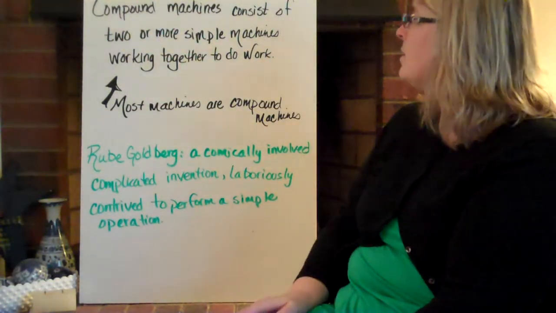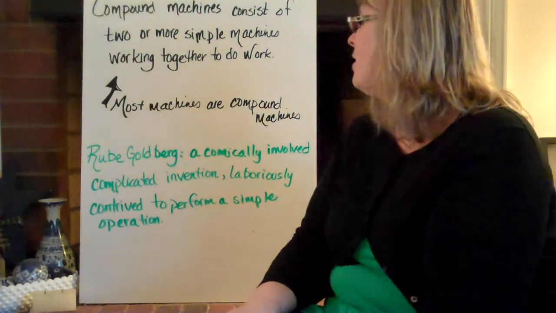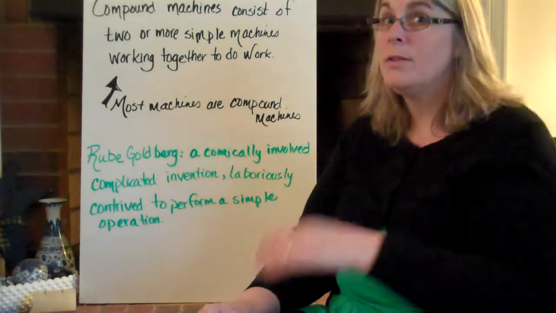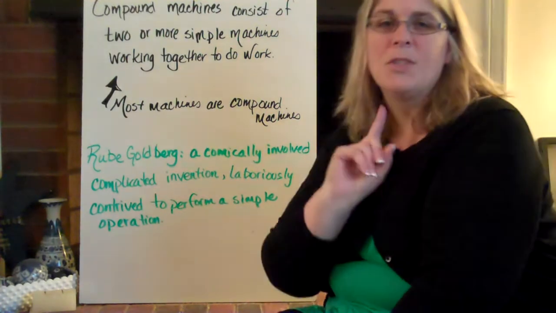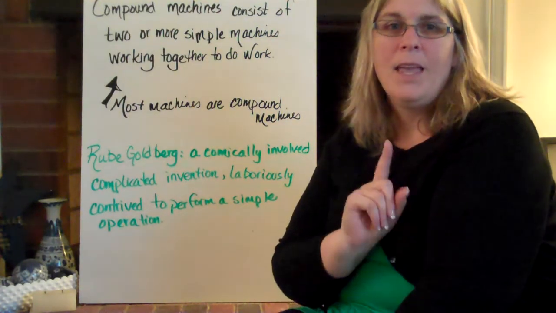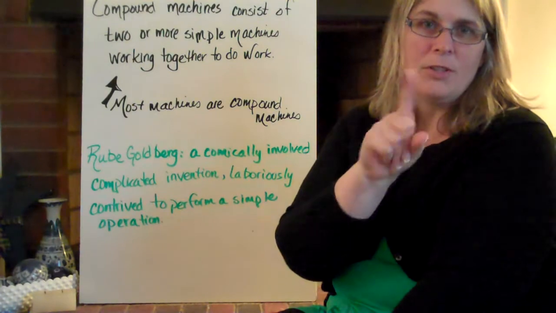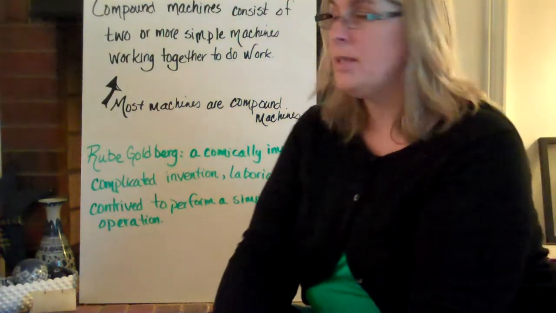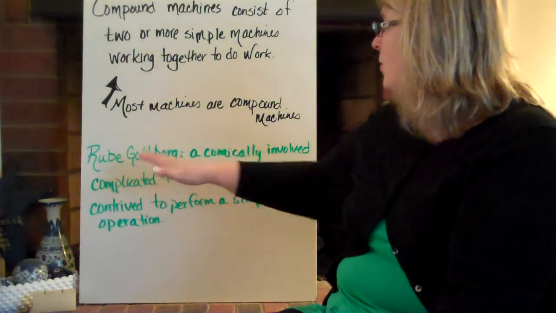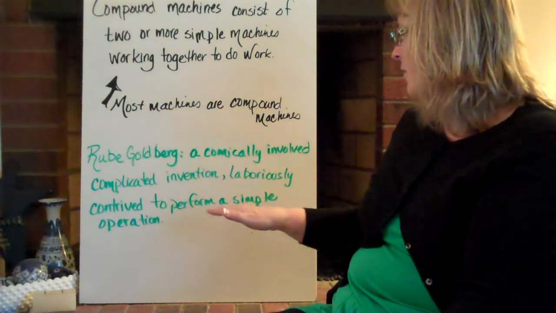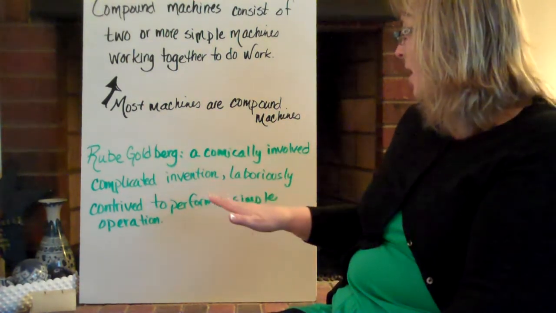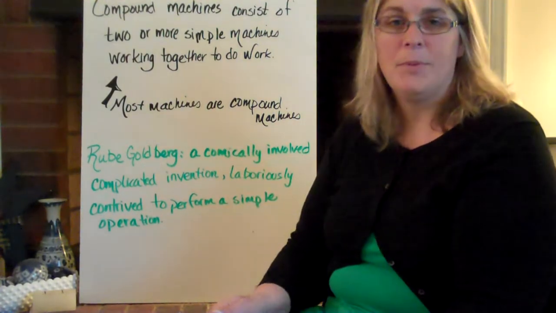Now, our last board. Compound machines consist of two or more simple machines working together to do work, to move something. Most machines are actually compound machines. Now, there's this one kind I want you to know about. A Rube Goldberg machine is a comically involved, complicated invention laboriously contrived to perform a simple task.